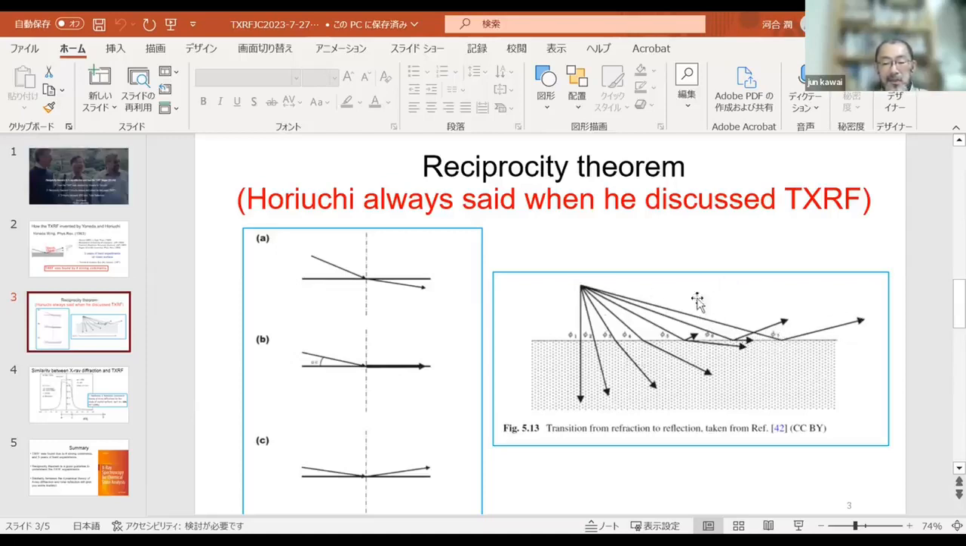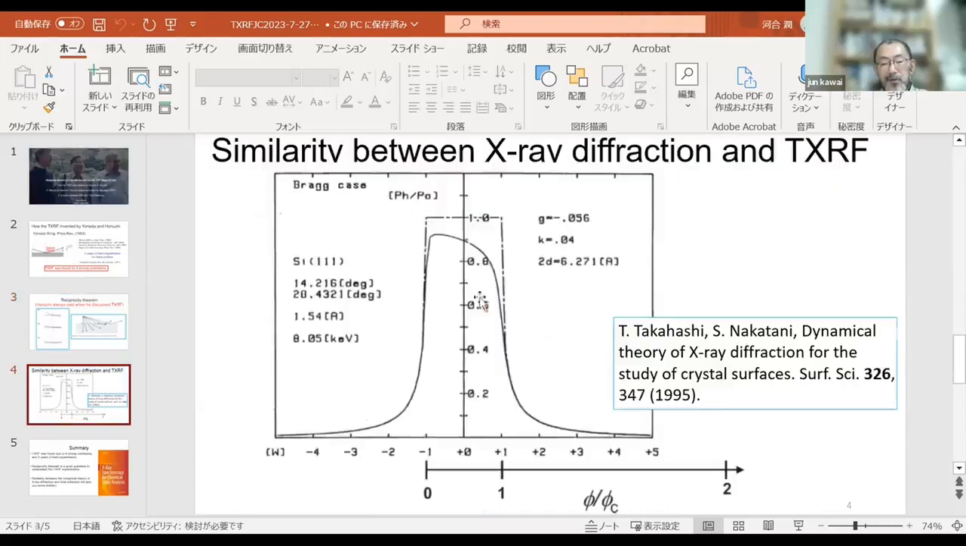So this is the true or real phenomenon, but we always think just like this. So both are only models, and we must think about which one is important to explain some kind of experimental results. I'd like to show one other final point: the similarity between X-ray diffraction and the TXRF.